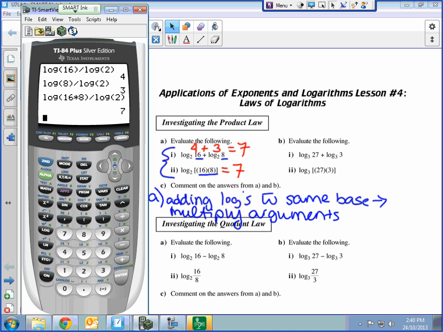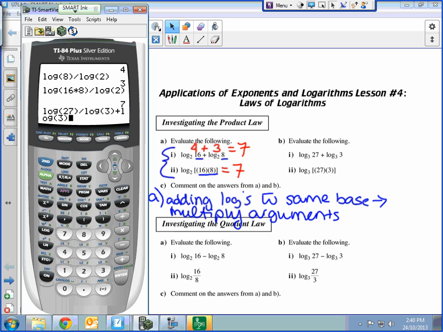So I'm going to go log of 27 base 3. So log of 27 divided by log of 3 plus log of 3 base 3. So log of 3 divided by log of 3. Enter. Yep, your answer is 4. Second part is log of 27 times 3 divided by log of 3. You got 4 again. I just put these two into my calculator right here.